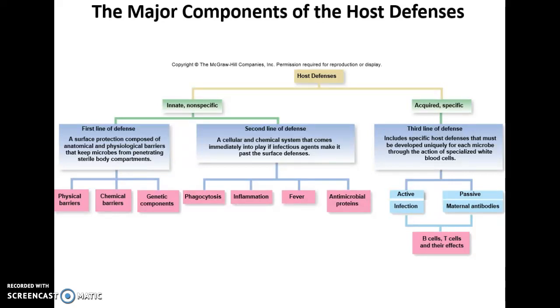The second line of defense is going to utilize different cellular components as well as some chemicals that come into play almost immediately if infectious organisms make it past the surface defenses. And these are very powerful, a very powerful component of the immune system, and actually really work in conjunction with the first line and work in conjunction with each other.